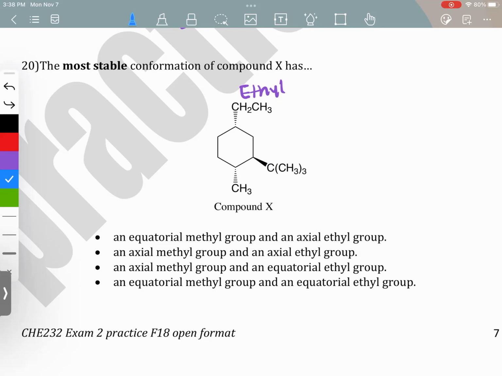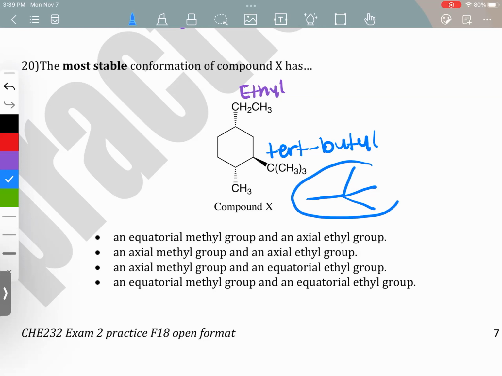What is this? It's a bunch of methyls, right? So 3 methyls attached to 1 carbon. What is this group called? Remember, it's tert-butyl. So this is a tert-butyl. Whenever it looks like this chicken foot, it's a tert-butyl.